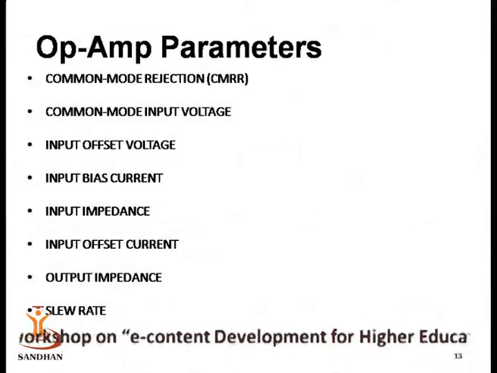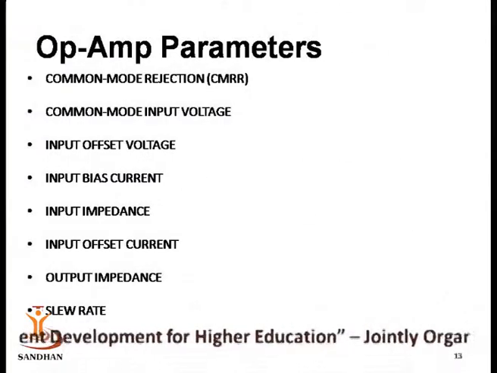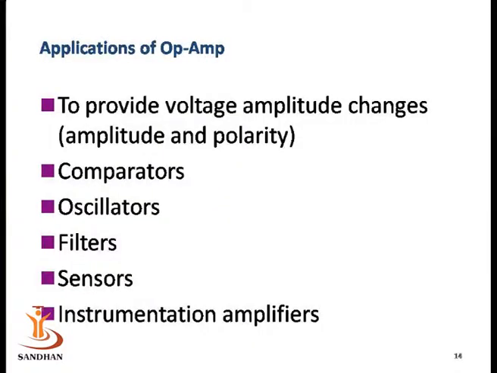These are the list of the various applications of the operational amplifier. First, this is an amplifier circuit, and it amplifies small signals. It may be a voltage signal, a current signal or a power signal, but it amplifies the input weak signal. Second, the same circuit can be used as a summing amplifier, or as an averaging amplifier. Other applications are that we can use it as a comparator, oscillator, filters, sensors, and in various instrumentation amplifiers.